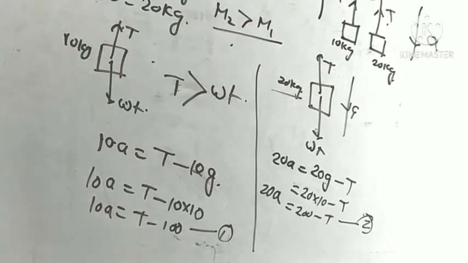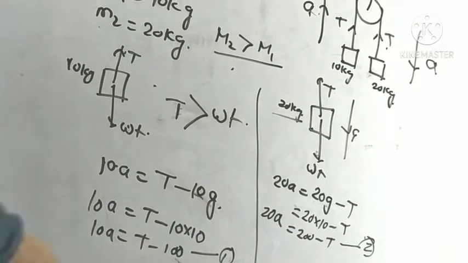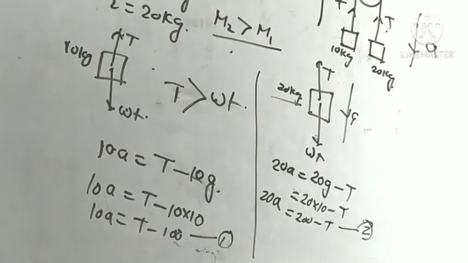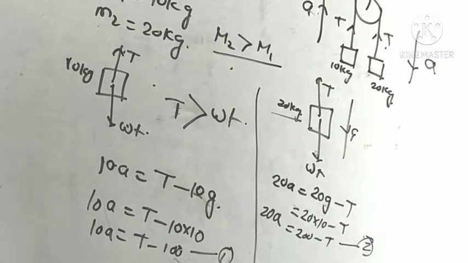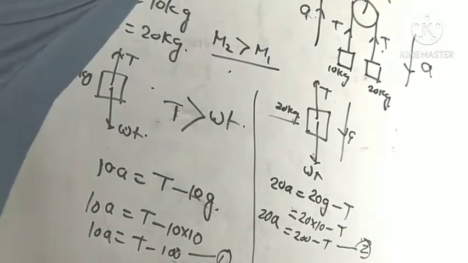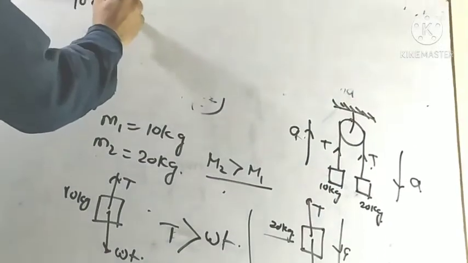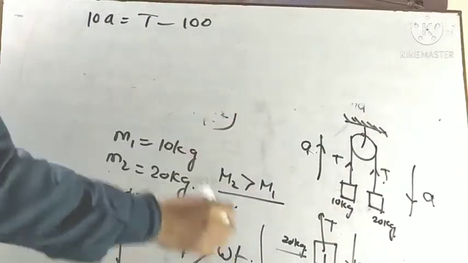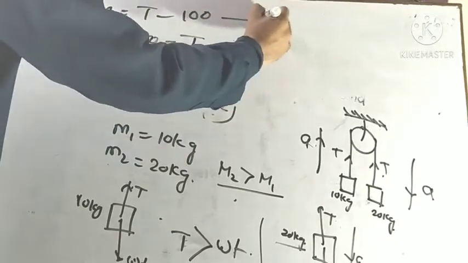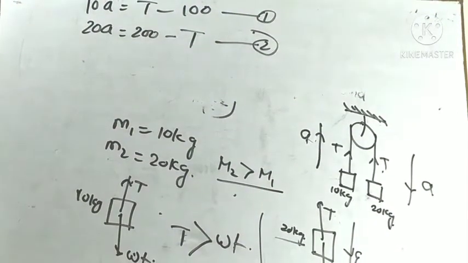Now we have to find out the value of acceleration A and tension T in the string. We use these two equations to find the unknown quantities, acceleration and tension T. So here 10A is equal to T minus 100 and 20A is equal to 200 minus T, equation number 1 and equation number 2. Now we solve both equations to find the value of acceleration.